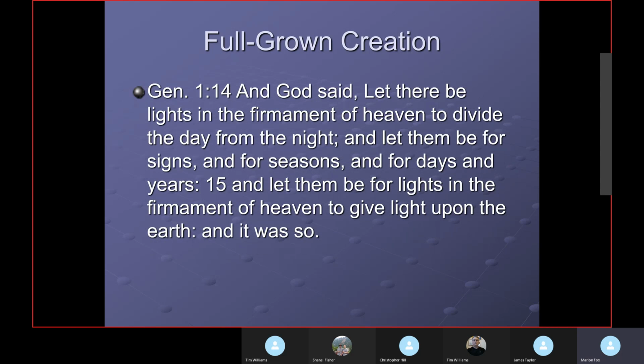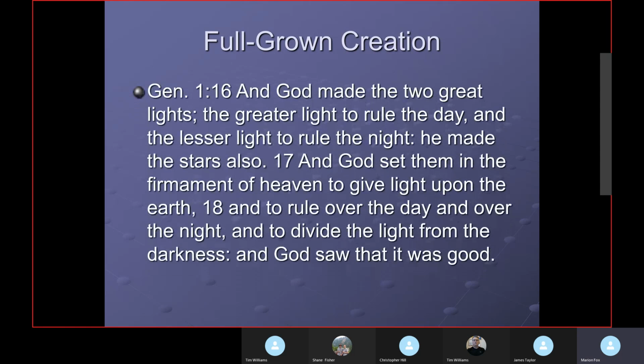And God said, Let there be lights in the firmament of heaven to divide the day from the night, and let them be for signs and for seasons and for days and years. Let them be for lights in the firmament of heaven to give light upon the earth, and it was so. So here the stars and the moon and the sun, all of these were given here for this purpose. Lights in the firmament divide the day and the night.